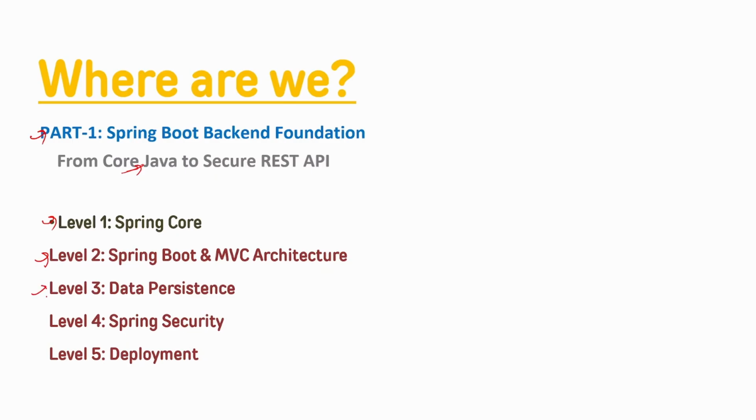Then we will learn about how we can connect databases with Spring Boot in level 3. In level 4, we will learn about how we can add security to our Spring Boot application and make it more secure. In level 5, we will learn about how we can deploy our application. So in part 1, we have mastered our backend foundation. After part 1, you can build any Spring Boot application. But if you want to scale it, then you have to complete part 2.